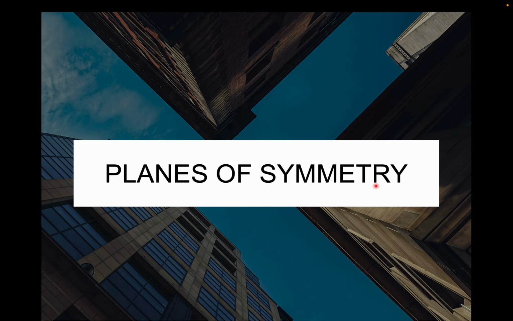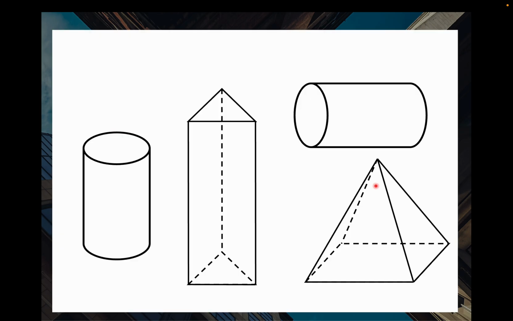Now let's look at a plane of symmetry. A plane of symmetry is obviously going to be on 3D shapes because we're talking about a plane.